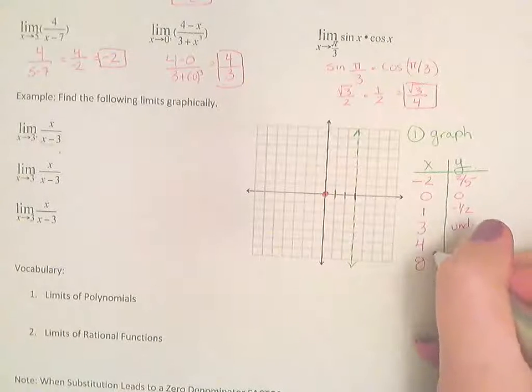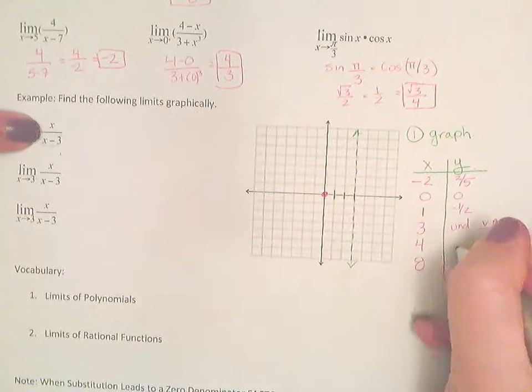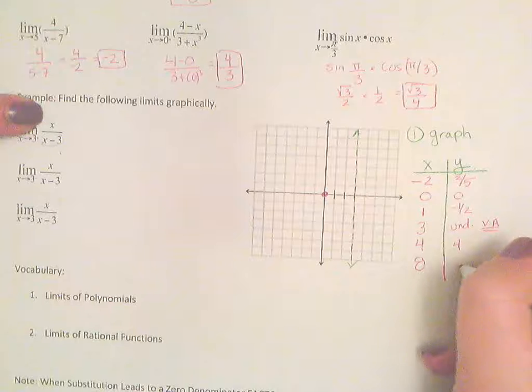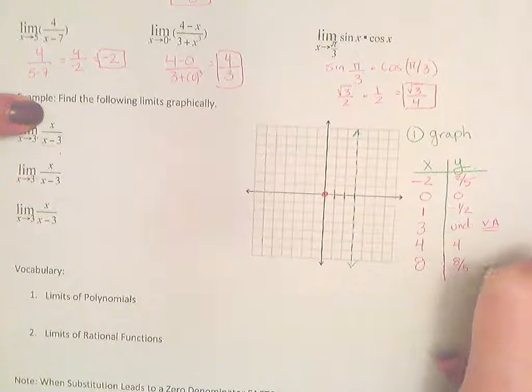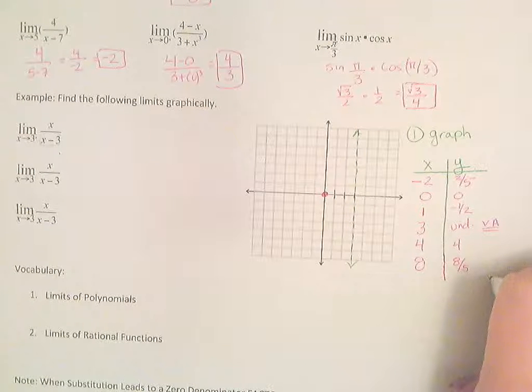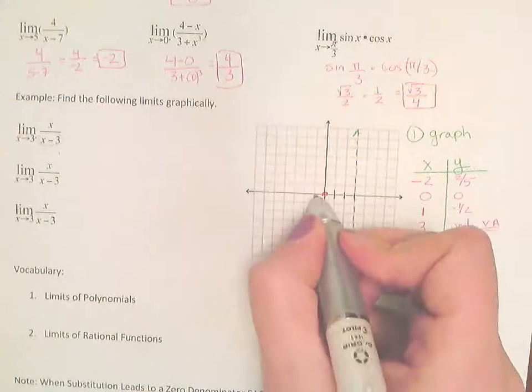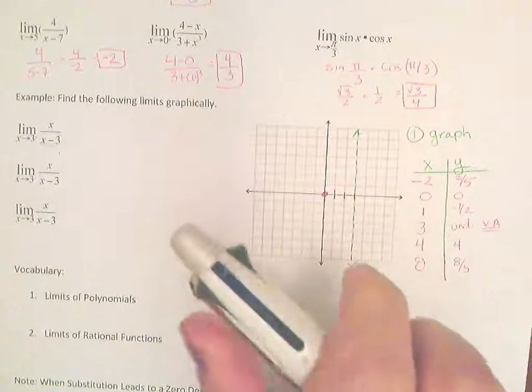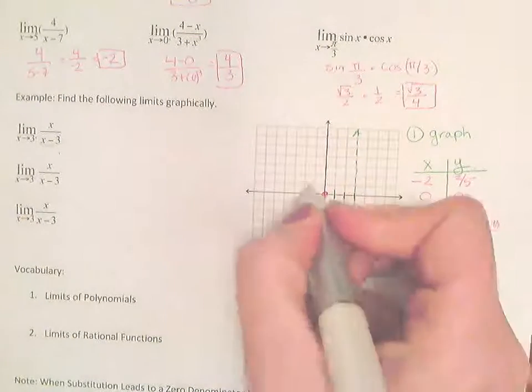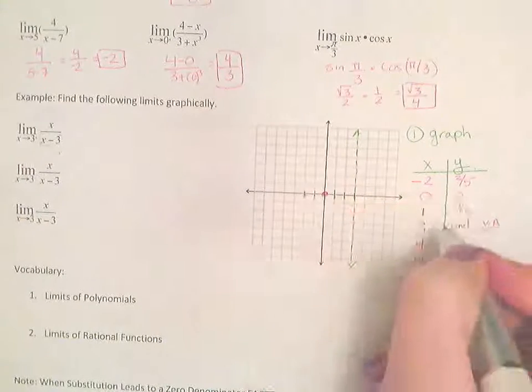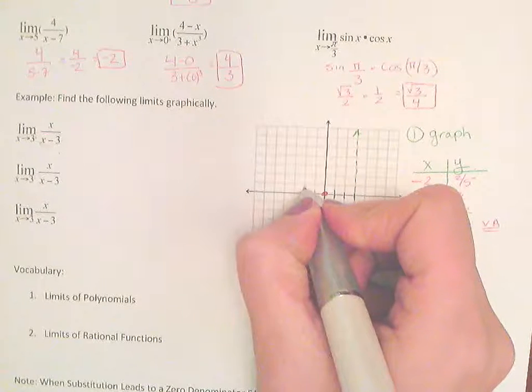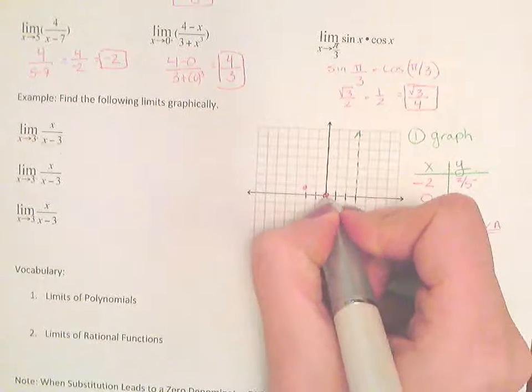So at 4, 4 over 1, which is 4. At 8, it's going to be 8 over 5, so 1 and 3/5. Okay, and let's graph those points. So -2, I'll just use it. So at -2 we have 2/5, about right there. I know I'm going through 0.